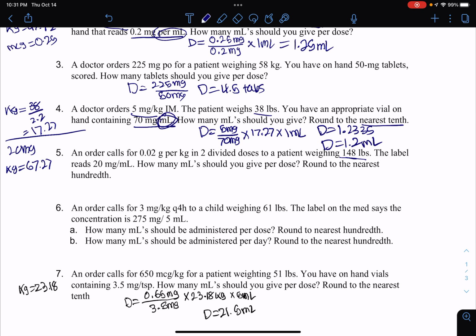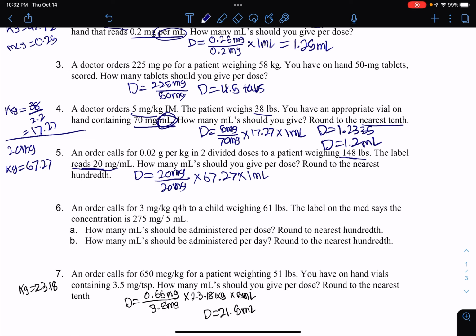So we're going to do D equals 20 milligrams over what the label reads, 20 milligrams. Multiply that by our weight in kilograms, 67.27. Then multiply that by 1 ml. So 20 over 20 is going to give us 1, times 67.27 times 1. So it's going to be 67.27 total.